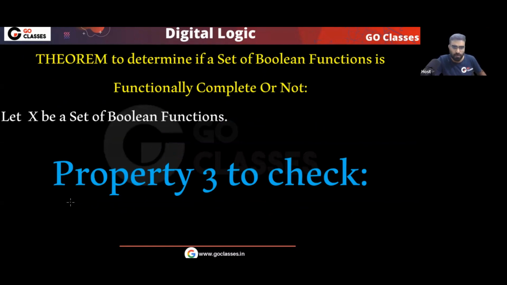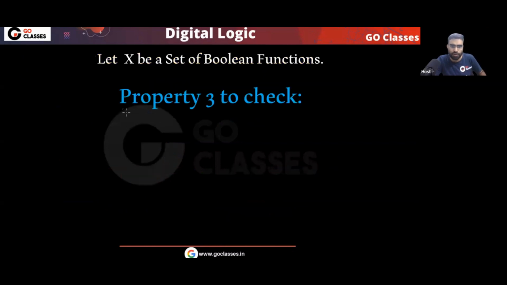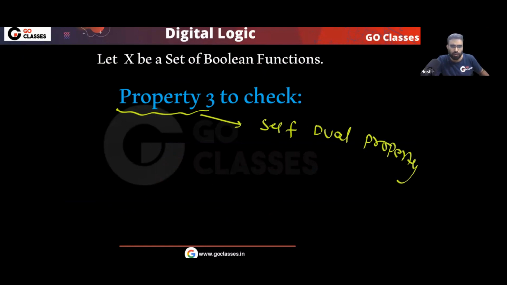That is self-dual. Yes or no? That is self-dual. So what is the third property? That is your self-dual, that you already know. You already know what a self-dual is.